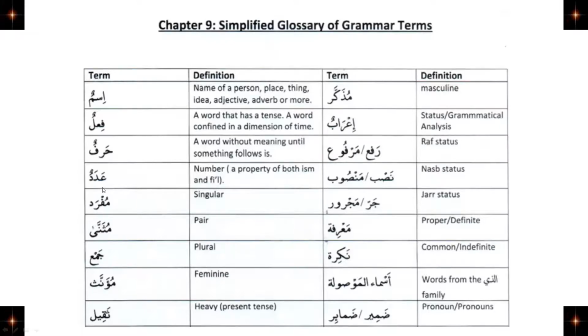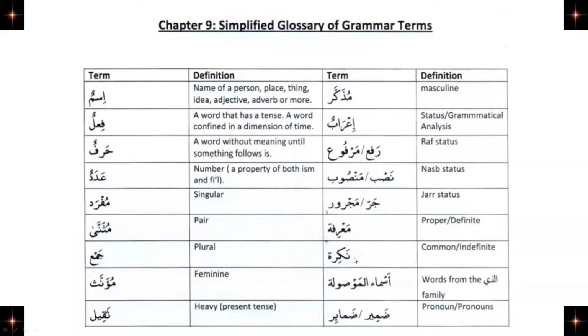Ismun, fi'lun, harfun, adadun, mufradun, muthanna, jam'u, muzakkar, irab, rafa'un, nasbun, and then rafa, nasb. Of course, when we say rafa and marfu, we didn't explain the difference between rafa and marfu. Rafa is the status, but marfu is how you identify an ism in this status. So a marfu word is a word that is in the status of rafa. So rafa, nasb, jar are statuses, whilst marfu, mansub, majrur are identities of words in the statuses of rafa, nasb, jar respectively.